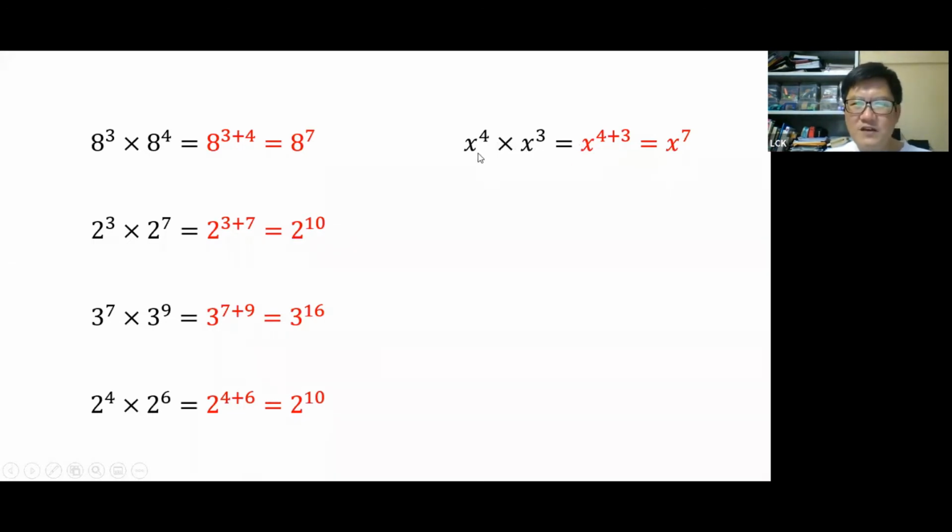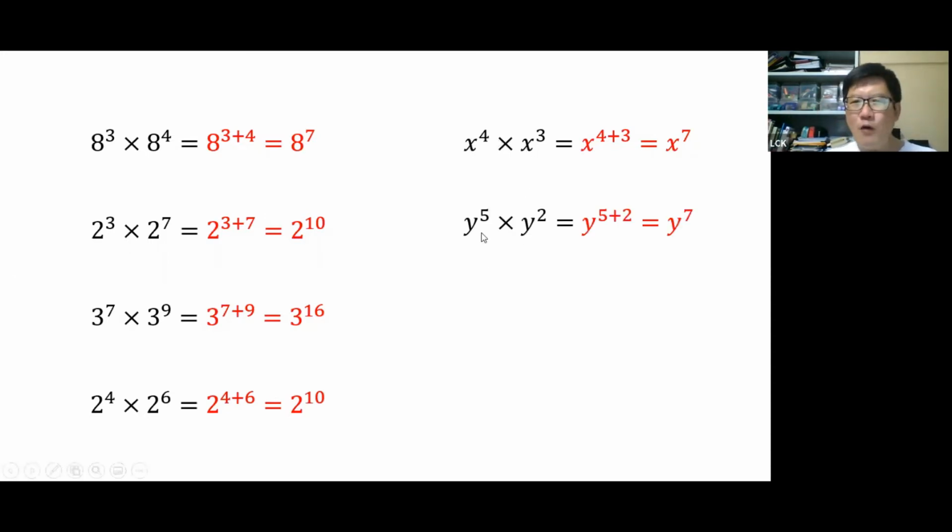As long as you have the same base, x and x, it's the same base. Now add up the exponents if you're multiplying. So x to the power of 4 times x to the power of 3 is x to the power of 4 plus 3. So x to the power of 7. All you have to ensure is that the two bases are exactly the same. 8 and 8, 2 and 2, 3 and 3, 2 and 2. Now here it's x and x. They must be the same. They must match perfectly.